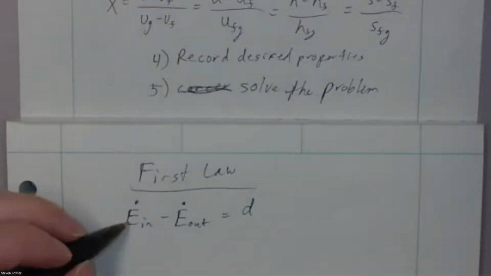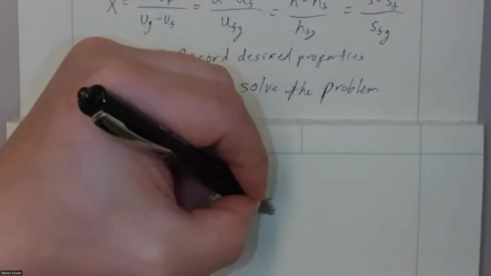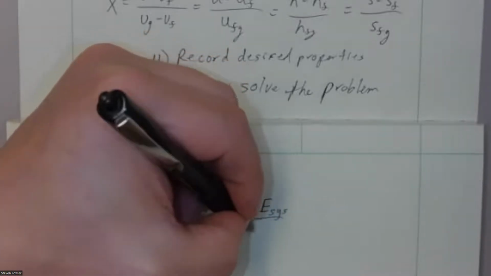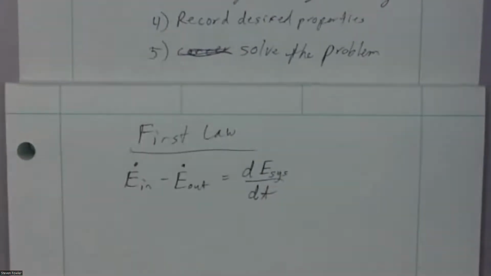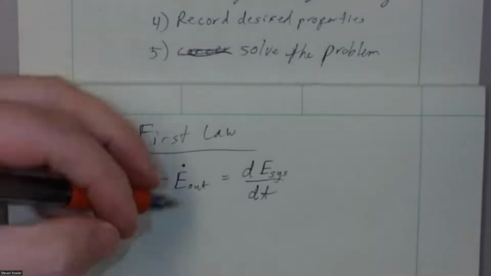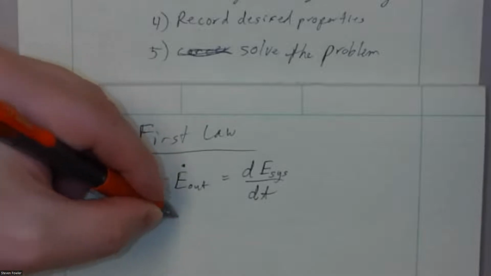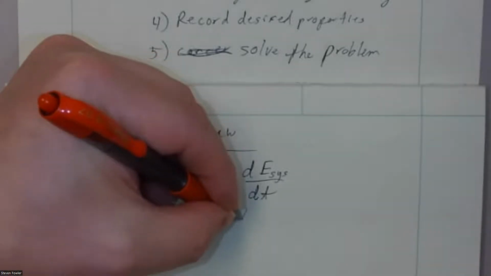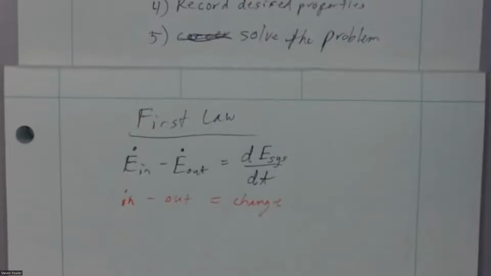But what we know is the total rate of energy in minus the total rate of energy out basically equals the rate of energy change for our system. That's dE_system/dt. We've said multiple times, this is simply the idea that in minus out equals change. And that's true for any conservation law for the most part. All conservation laws can be written with some version of this.